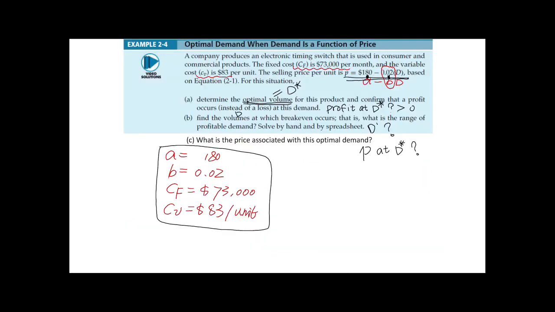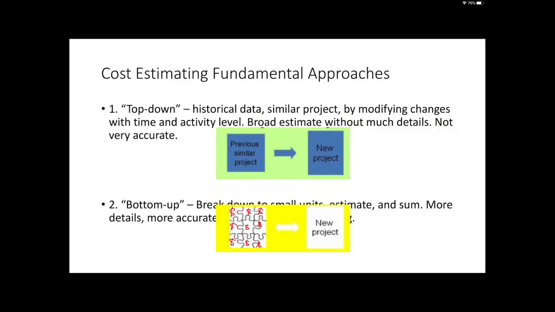So try to practice this example. For a given relationship between P and D and a given cost, CF and CV, can you calculate the optimal demand? And can you calculate the maximum profit?